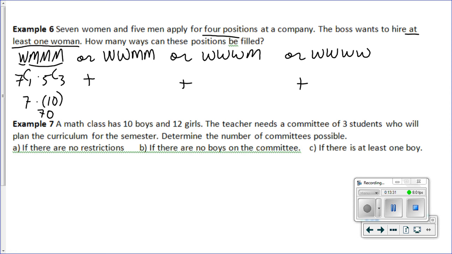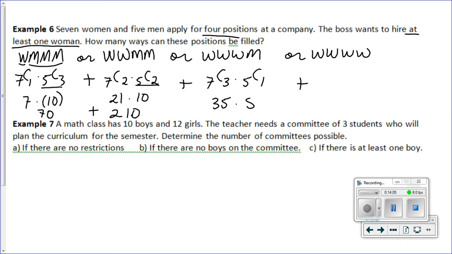Or means I add. And here, 7 choose 2, and 2 men is 5 choose 2, 5 men to choose from. And that gives me 21 times also 10. We saw this earlier that these were the same. 5 choose 3 and 5 choose 2 are the same. So plus 210. And our third combination, 7 choose 3 times 5 choose 1 is 35 times 5. And again, that makes logical sense. 5 choose 1, 5 combinations there. And so this is 175. We're going to add that up.